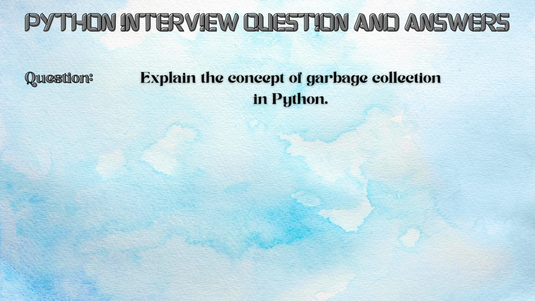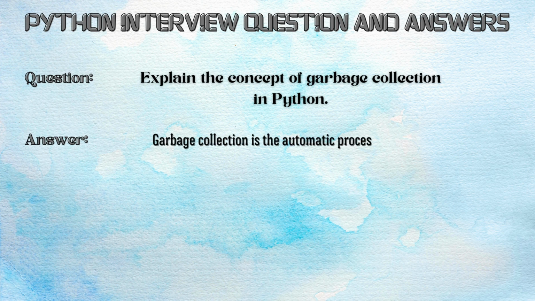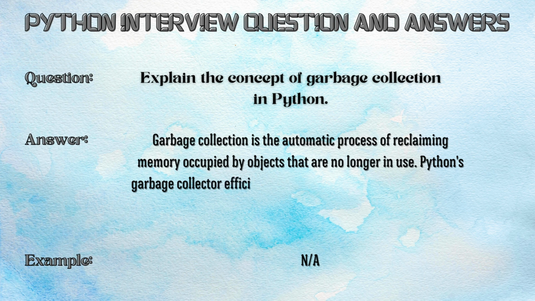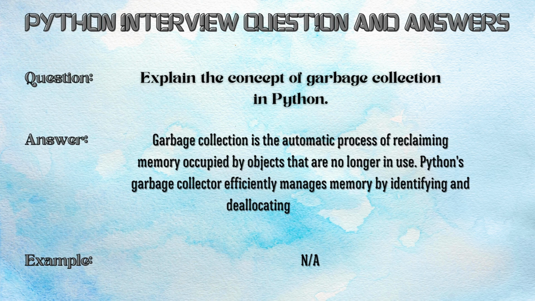Explain the concept of garbage collection in Python. The answer is, garbage collection is the automatic process of reclaiming memory occupied by objects that are no longer in use. Python's garbage collector efficiently manages memory by identifying and deallocating unused objects.